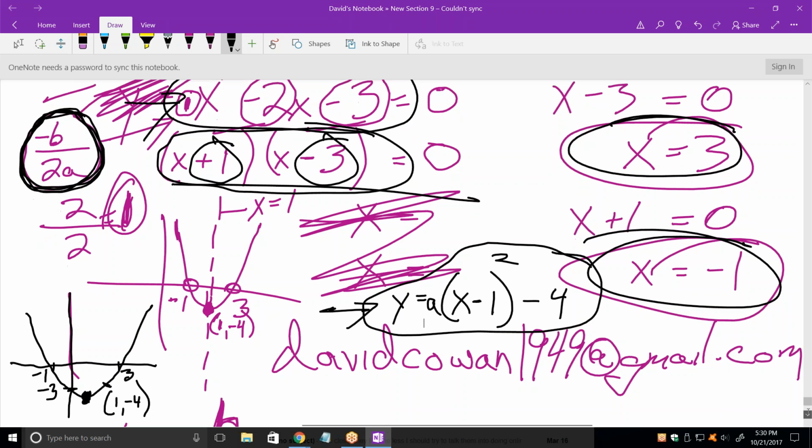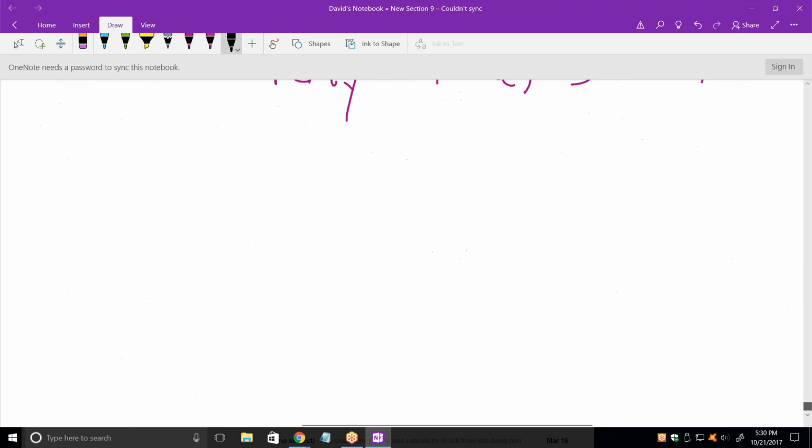So the next problem we have is y equals 4x squared plus 4x minus 3.